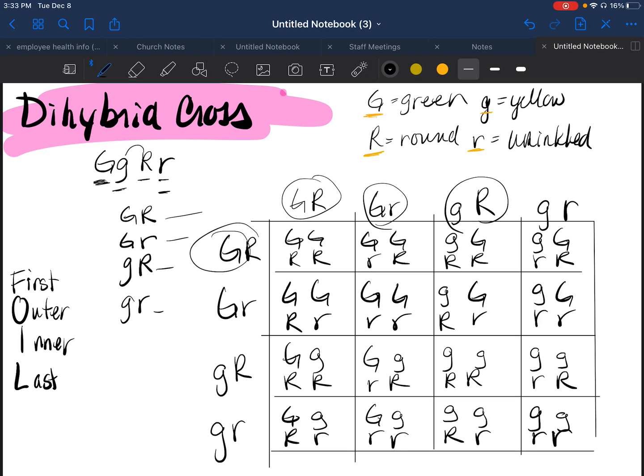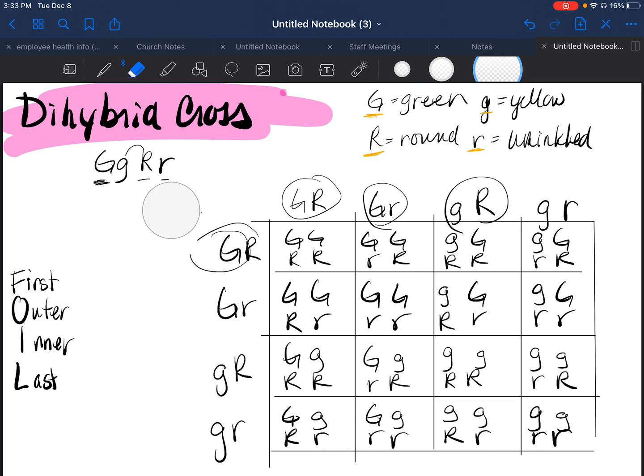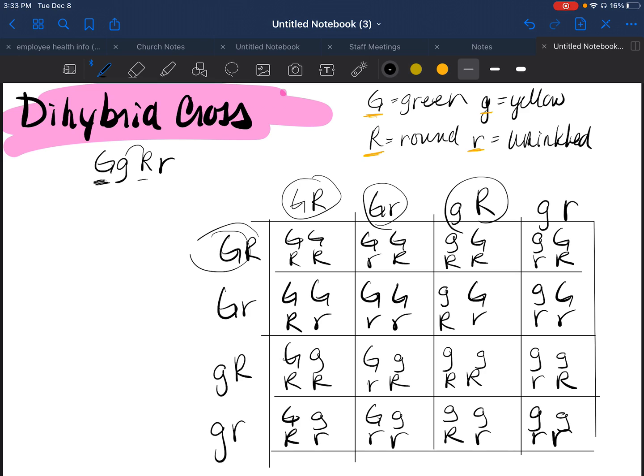Let's say we want to know the probability of getting an offspring that is dominant homozygous. So basically, out of 16, you're going to look for any that have two big G's and two big R's. And in this particular square, all you have is only one. So you only have one out of 16, a 1 in 16 chance of getting a dominant homozygous individual.